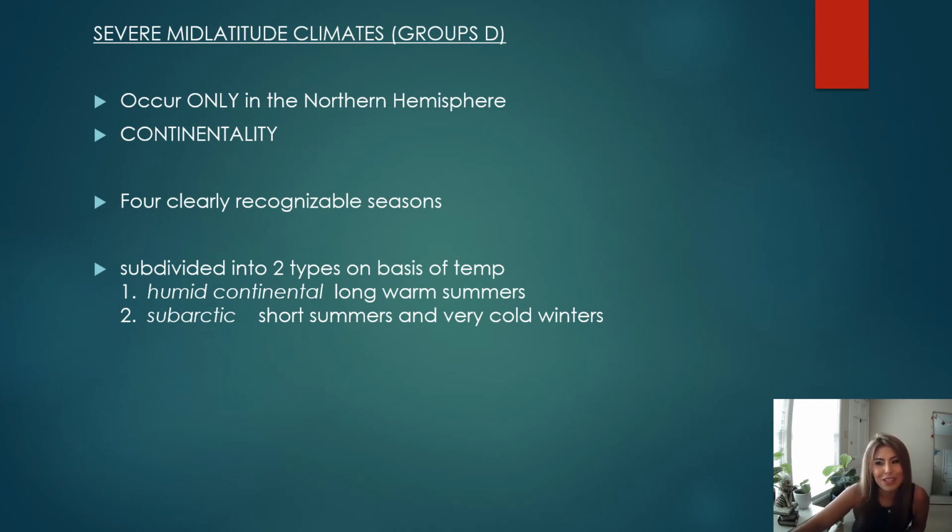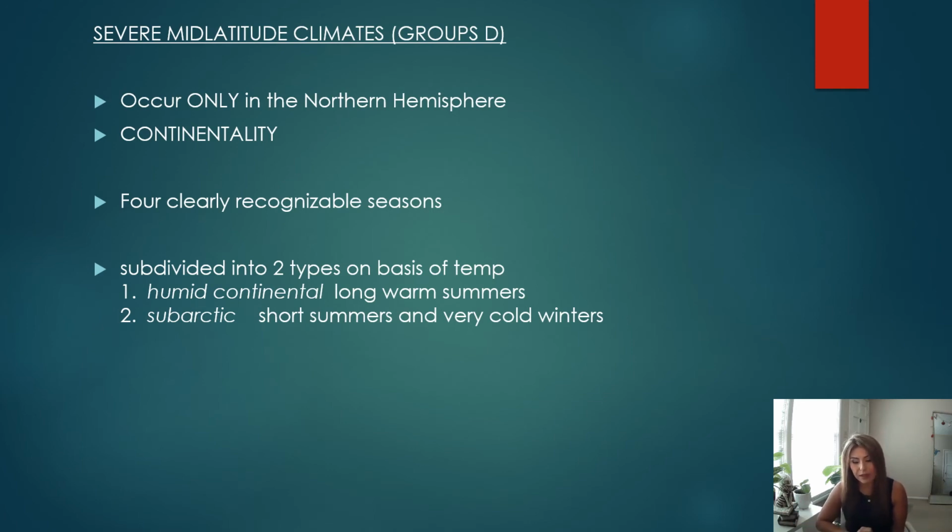All right, moving into Group D. Group D only occurs in the northern hemisphere because now we're moving into the severe mid-latitudes, okay? They only occur in the northern hemisphere because at these latitudes, there's no land in the southern hemisphere, okay? And a major control for these climate groups, Group D, severe mid-latitudes, is going to be continentality. So the land masses are broader at these latitudes than anywhere else in the world. So you're not really going to have that relief from the ocean, okay? So continentality is really a keynote in the D climates.